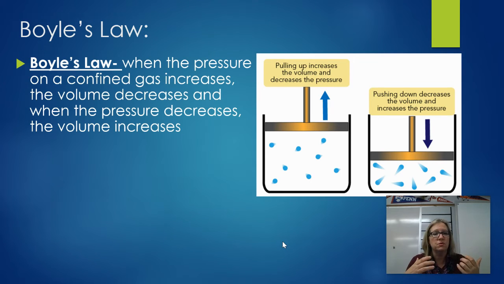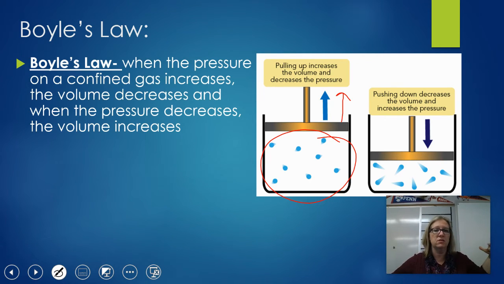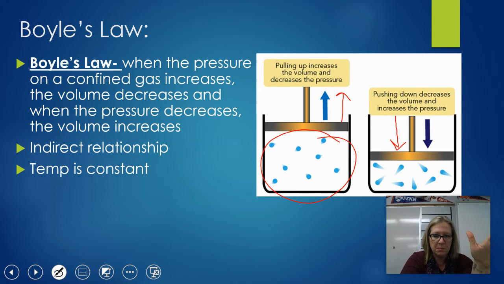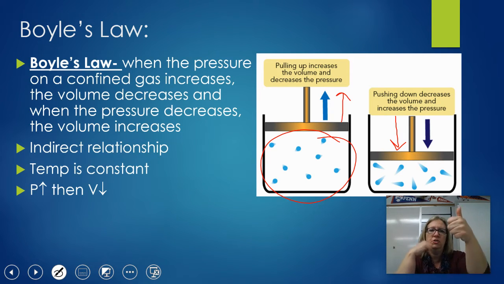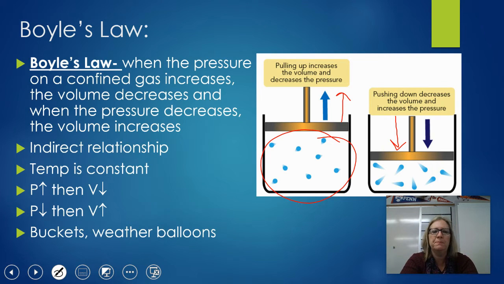The reverse is also true. When the pressure is decreased, then the volume can increase. So this is decreasing the pressure. That plunger is moving up. Now these particles have more space and they're going to fill that space. So the volume gets higher. When I push down on this plunger, those particles have less space, and so they're going to have less volume. This is what's known as an indirect relationship. Again, temperature is constant. Indirect meaning when pressure goes up, volume goes down. When pressure goes down, volume goes up. So it's an opposite relationship, indirect.